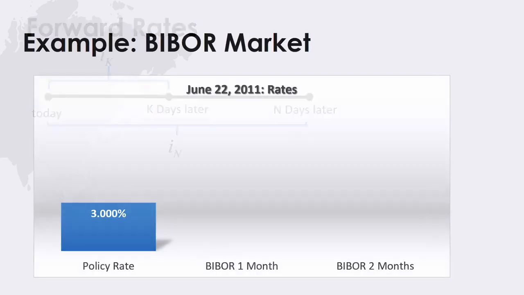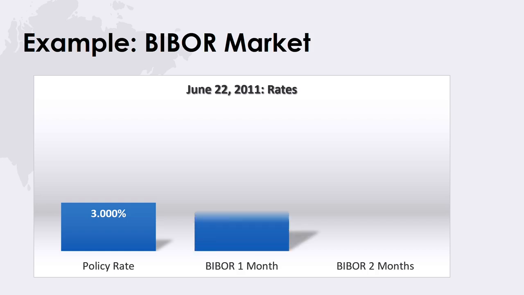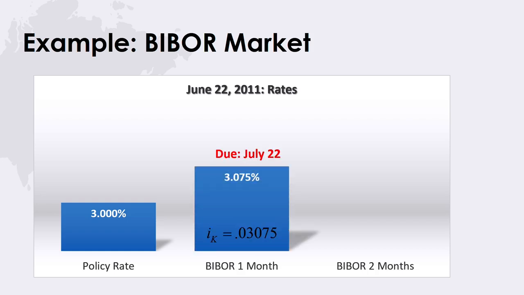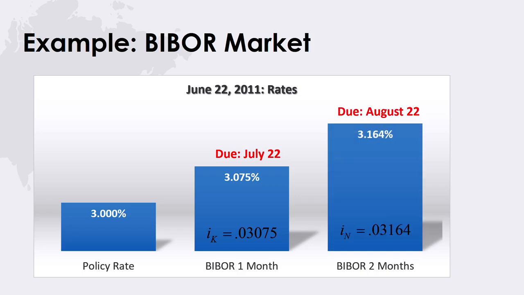Consider the Thai baht money market during the period of policy tightening in 2011. On June 22nd, the policy interest rate has reached 3%. The interest rate on one-month interbank loans to be repaid on July 22nd is 3.075%, and the interest rate on two-month loans to be repaid on August 22nd is 3.164%. In this case, a one-month loan is for 30 days, since June has 30 days, and a two-month loan is 61 days, as July has 31.